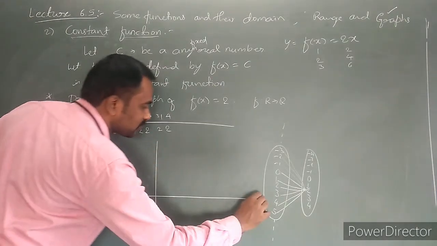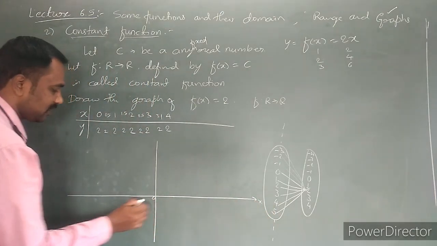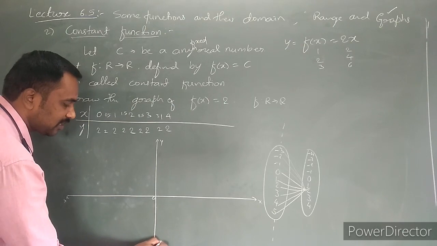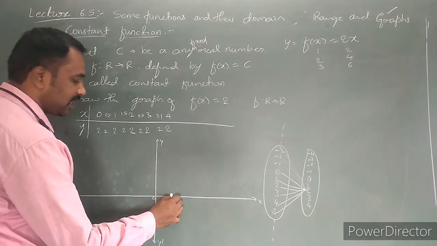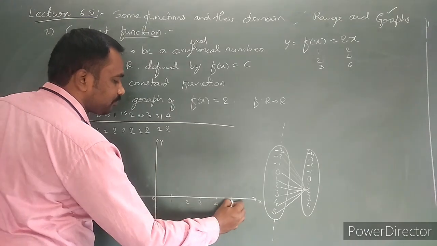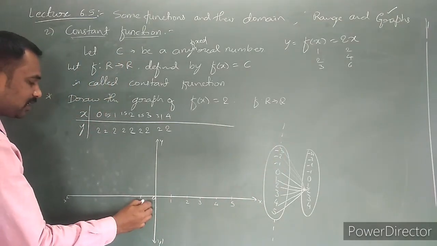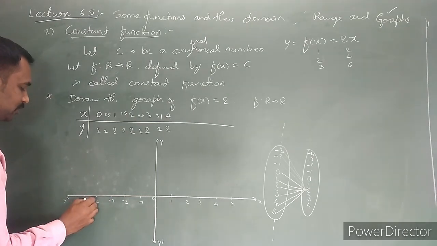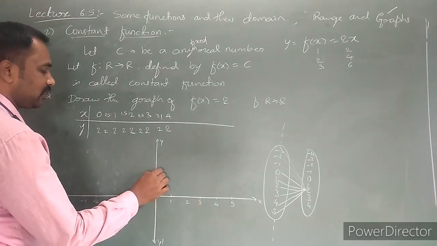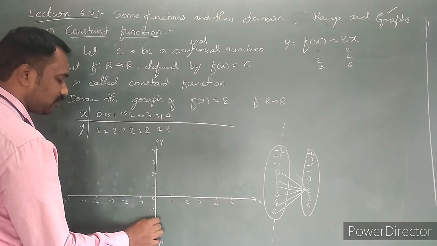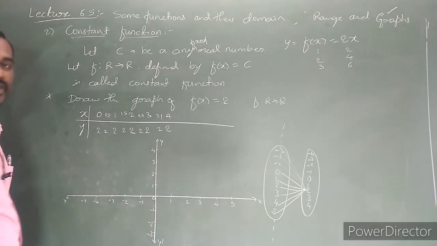Consider the xy coordinate axis. X-axis, negative side of the x-axis, positive side of the y-axis, negative side of the y-axis. On the x-axis, 1 centimeter is equal to 1 unit. So on to infinity. Here minus 1, minus 2, minus 3, minus 4, minus 5, and so on, and here it is 1, 2, 3, 4, and so on.